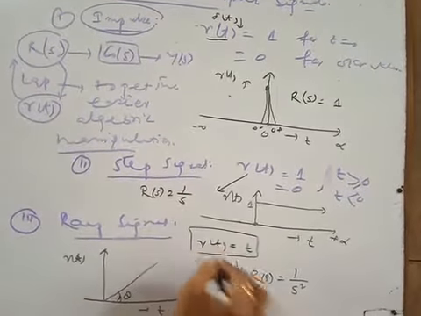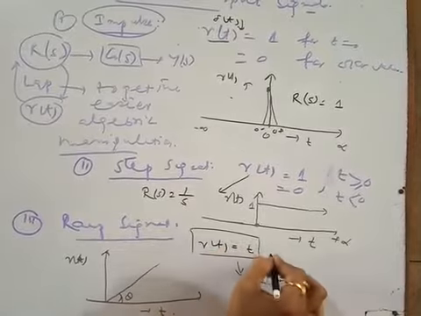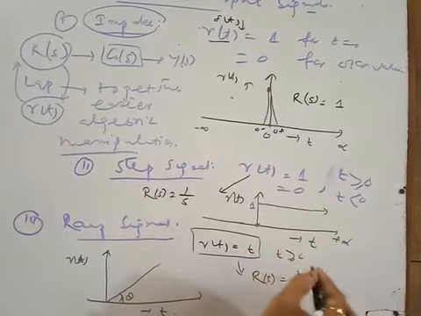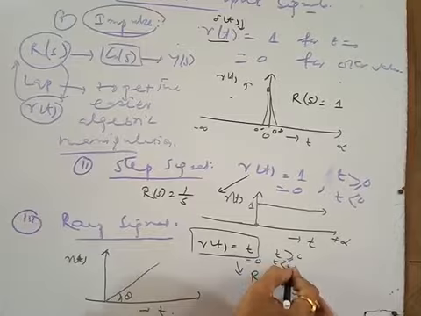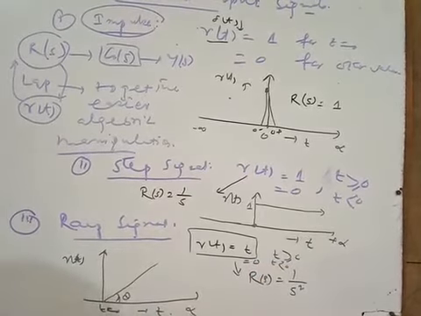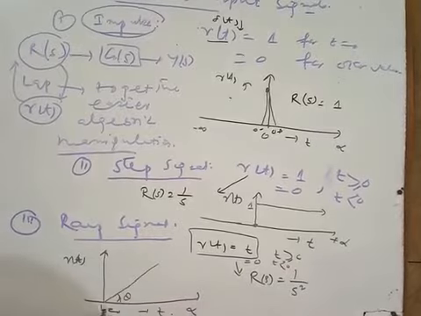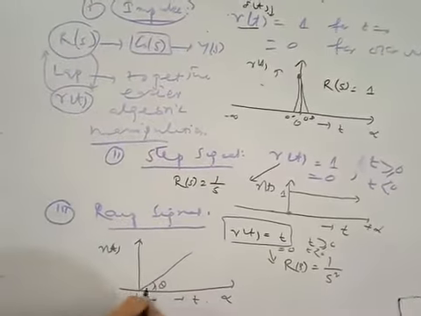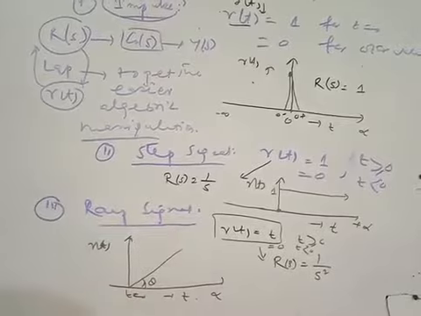And what is the mathematical form? Actually r(t) is equal to t for t greater than or equal to 0, and equal to 0 for t less than 0, right? So t starts from 0 to infinity, you get this signal r(t), and for t less than 0, that means in this direction, the value of r(t) is equal to 0.